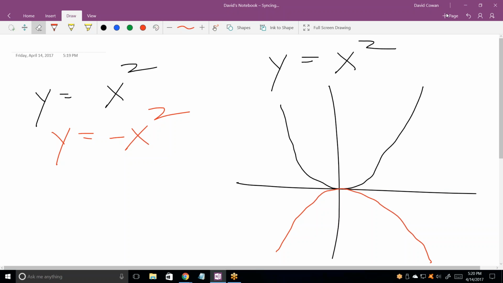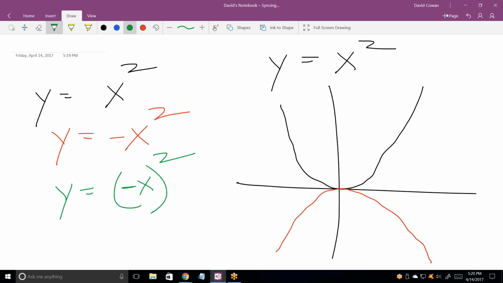Okay, you with me? Yes. And there's only one last thing that can be done, and that is if the minus sign is inside the function, like that. If it's inside the function, that's a reflection over the y-axis. That's a horizontal reflection. Notice that a horizontal reflection looks exactly the same as the original function, as it should.